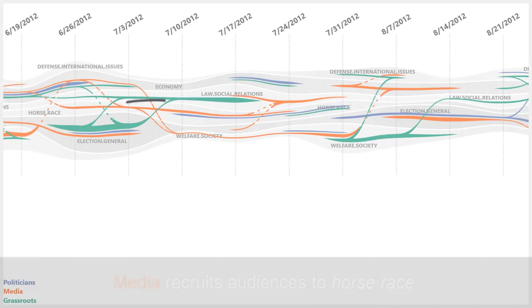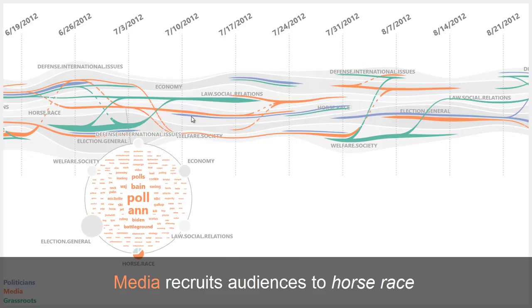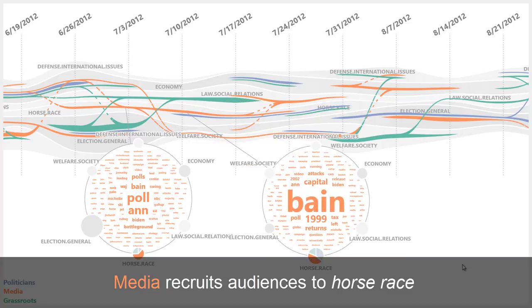The orange line shows that the media exerted a long period of influence on the horse race topic. The layer representing the horse race topic expands in the week of July 3rd. This means that the media successfully drew public attention to the horse race topic. We can use word clouds to quickly inspect what the media was discussing during that period. The word clouds show that they were actually talking about two different things during the week. One topic was the polls, and the other was Bain Capital.